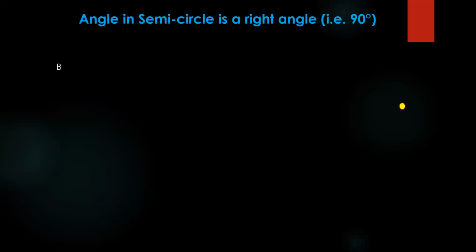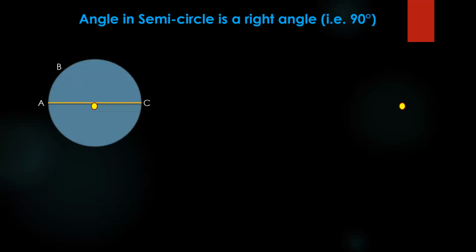That's another theorem. Angle in a semicircle is a right angle. That is 90 degrees. You know that. Look at the circle here. It has a diameter AC, and the diameter divides the whole circle into two parts, right? In the semicircle, you can see the angle formed at the semicircle is equal to 90 degrees. So here angle B is equal to 90 degrees.